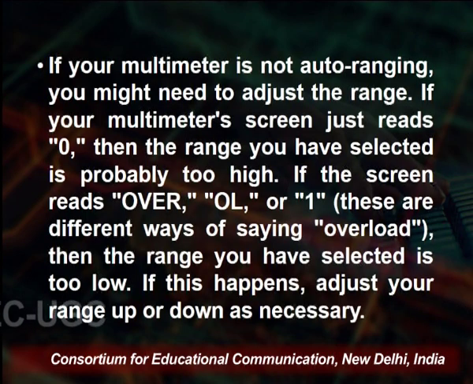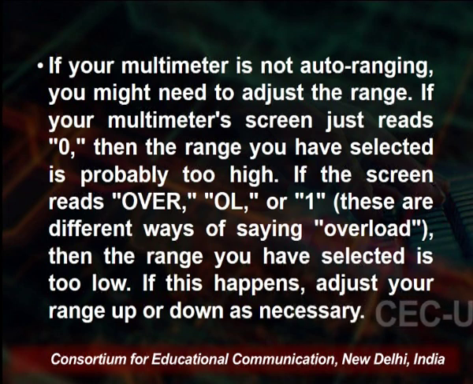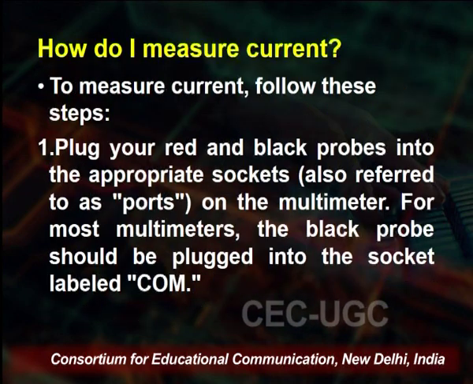The multimeter is not auto ranging, so we adjust the range. If it is auto ranging, it will give the value directly. If the screen reads OL, it means our range is too low. So we have to adjust the range according to the value of the battery which we are using.